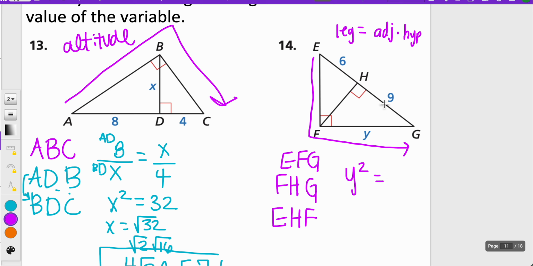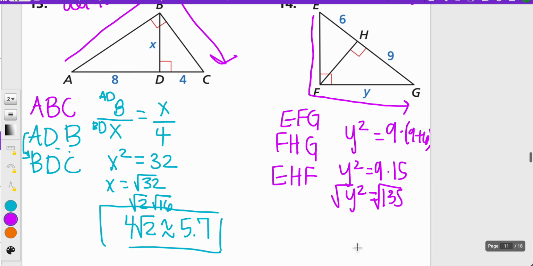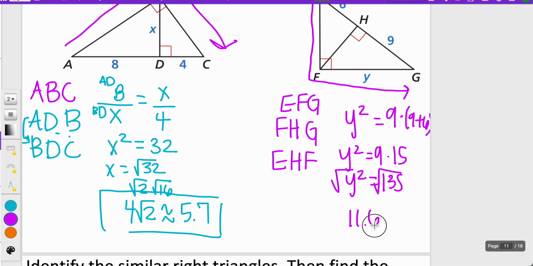So y squared is equal to the adjacent leg, 9, times the entire length of the hypotenuse, 9 plus 6. Okay, so y squared is equal to 9 times 15, or 135. And then I just find the square root of 135. Easier here would just be finding my decimal, 11.6, but if you simplified that radical, I'm getting 3 square root 15. Okay.